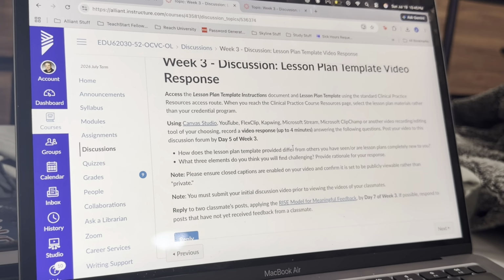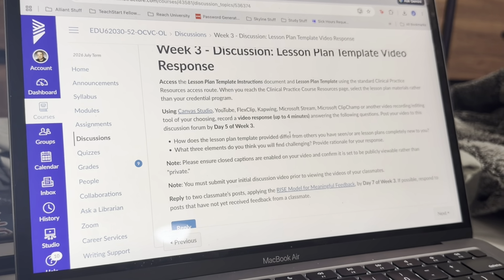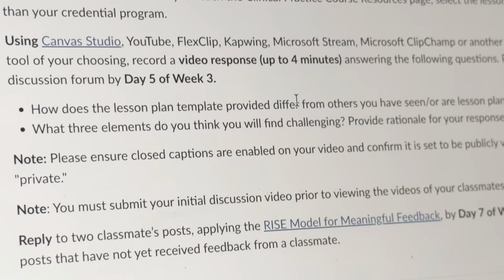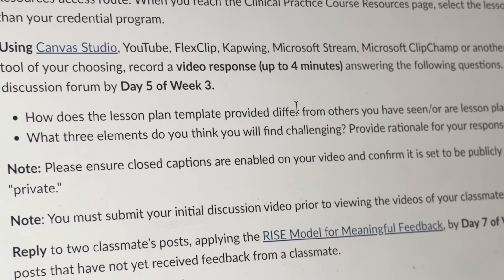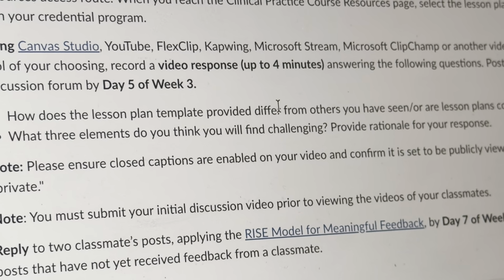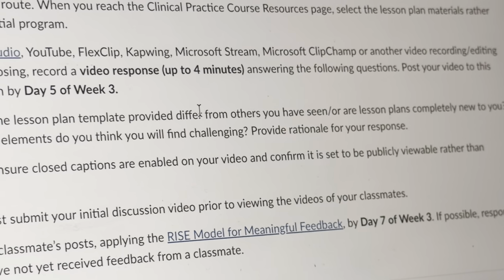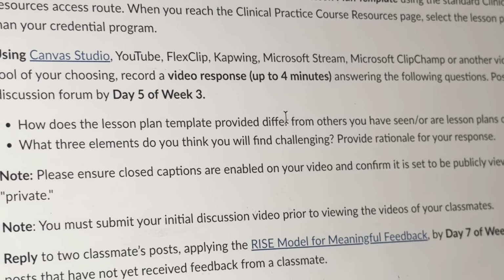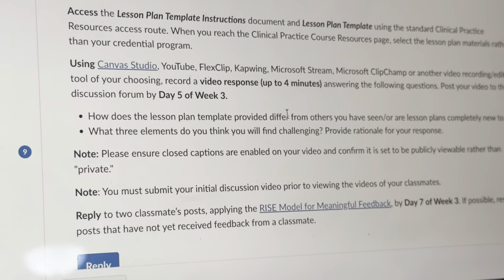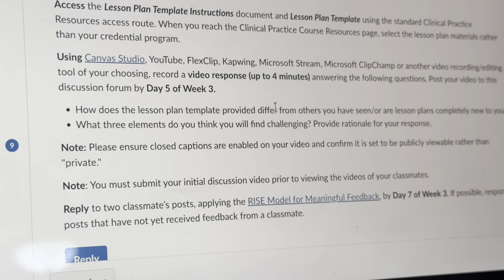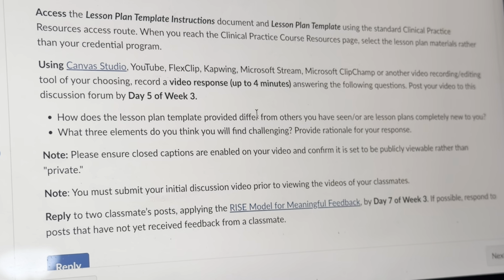I'll try to run through this quick because I only have 4 minutes. So basically, we are here to answer two questions. Number one is, how does the lesson plan template provided differ from others that you have seen, or any lesson plans completely new to you? They are not new to me. I do have experience with lesson plans. I do have a lesson plan that is on my other computer screen that I will talk through briefly. And what 3 elements do you think you will find challenging?